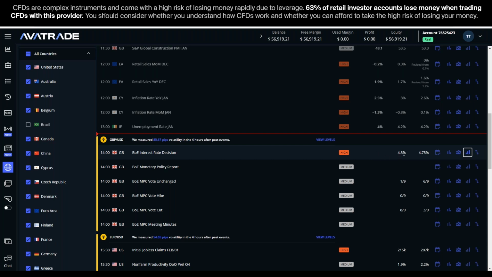Now, if it comes in below or above forecast, then I probably try and find an entry point in the direction I think it will go. Okay, and in general, if interest rates come in higher than expected, it causes a strengthening effect on a currency, and if it's lower than expected, it tends to be a weakening effect.